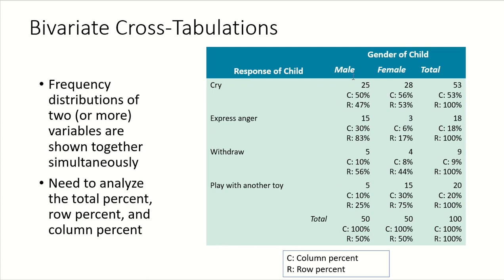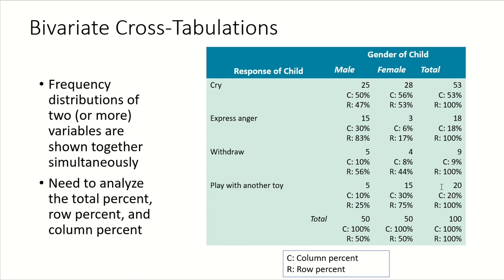Well, we have percentage of males and females who express the different responses, and those are the column percentages. But we could also look at percentages across rows. So what percentage of those who cried are male? What percentage of those who cried are female? Right? So it's a different question. And it's important to look at both.